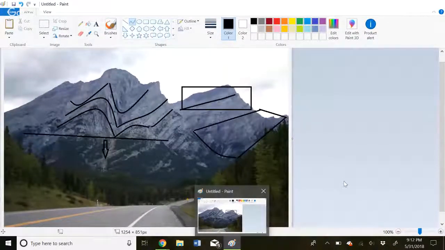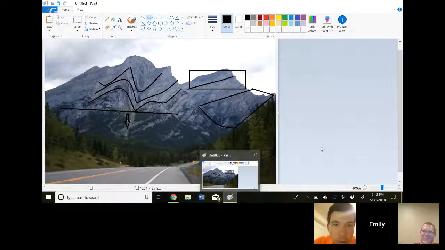Do you mind sharing what you're writing? Yeah, so we definitely know it's ductile, because it's all simply folding.